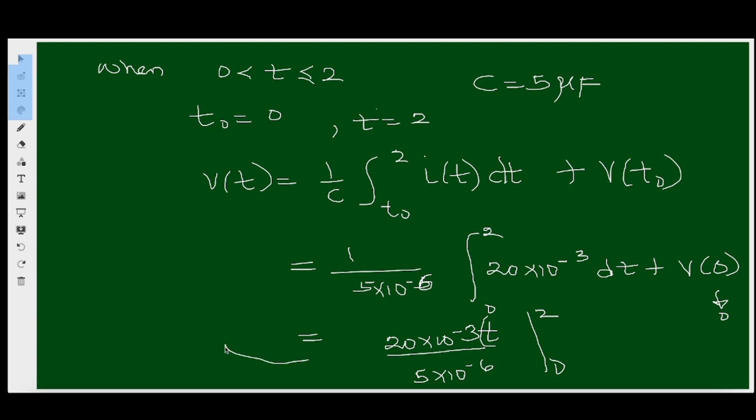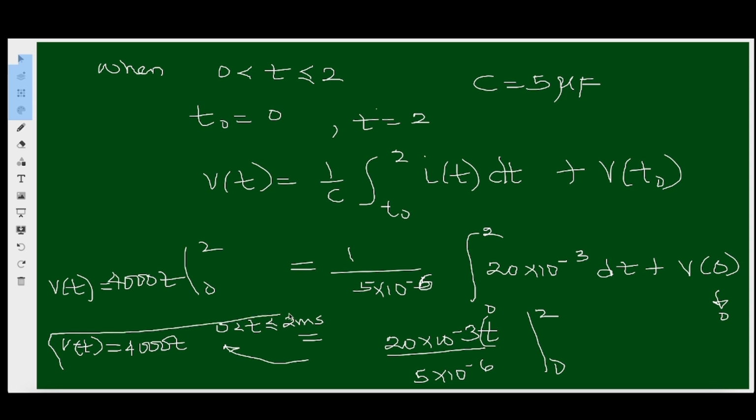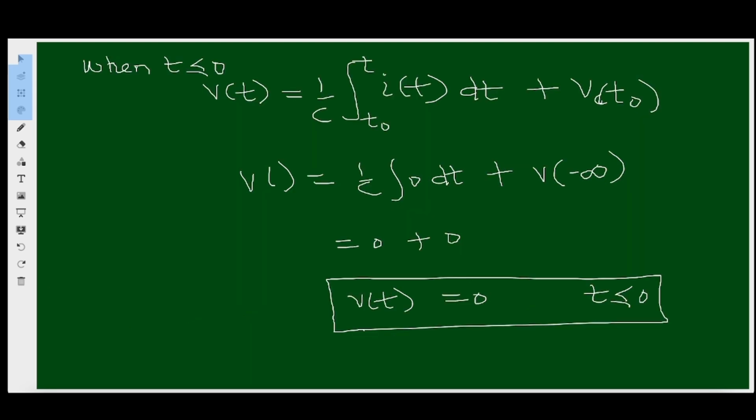So what does that give us? That will give us 4000 t. That is v of t equals 4000 t. And of course, we know that it is from 0 to 2. Which means that for the second equation, v of t is equal to 4000 t for 0 less than t less than or equal to 2 milliseconds. So this is for the second case, right? So for the third case, what do we have? This is the third case.